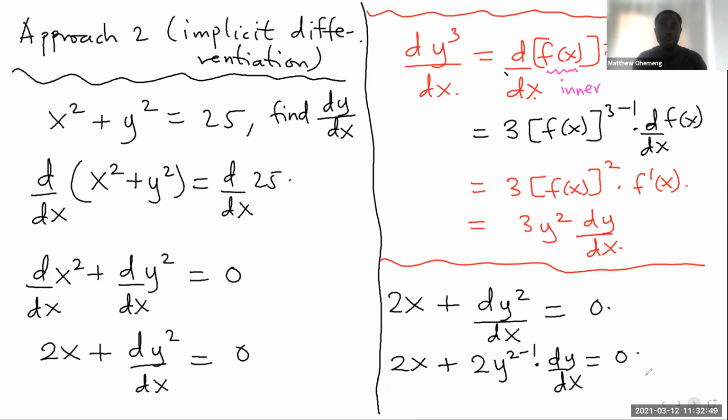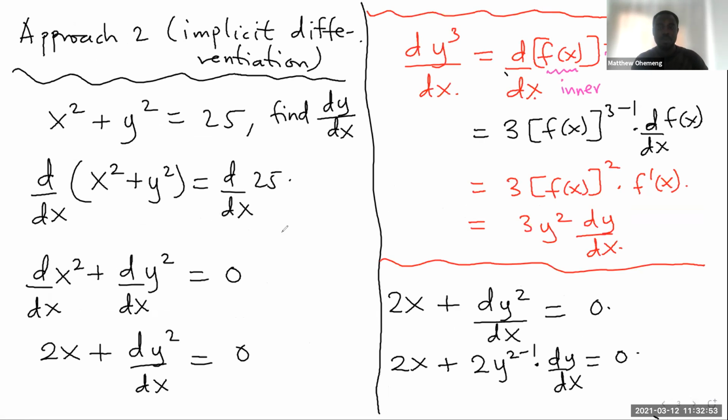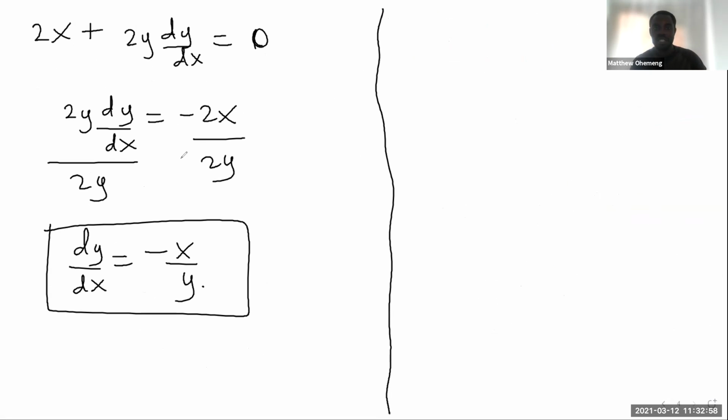But even when you have more options, even if you can use approach 1, implicit is always the best approach when you have an implicit equation, because it is faster. You don't have to solve for y in terms of x before you get a derivative. Okay, so with this said, do you have any questions here?